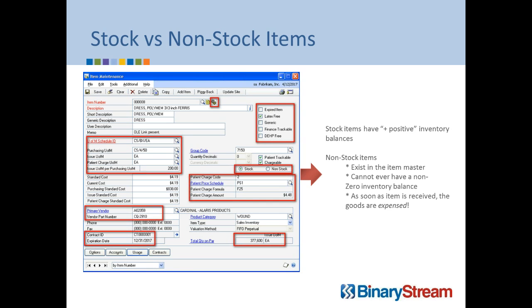Now the issue unit of measure is when goods leave central stores and move to that consumption site. So in this case, it's each. Might have actually been a box of 50, but in this case it was marked as each. And then when it's actually being consumed by the patient, what is the lowest, or the actual patient charge unit of measure, which is also each. And of course below that, all the corresponding costs that are associated with those different units of measure.